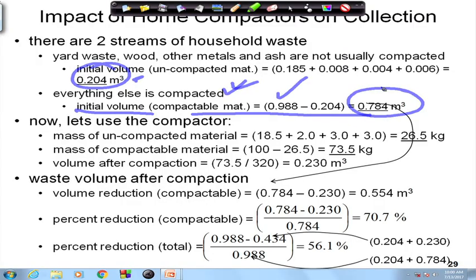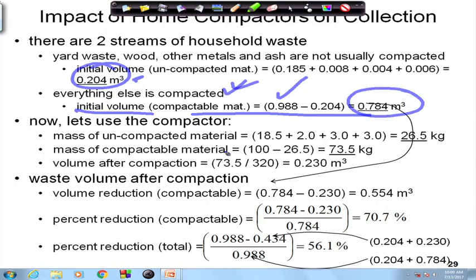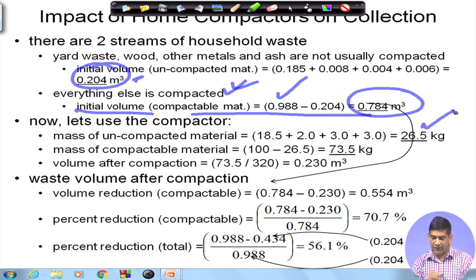So now let's use the compactor. In terms of the mass of the uncompacted material, if you add the mass of yard waste, wood, other metals and ash, that's around 26.5 kg. The mass of the compactable material is 100 minus that, because the total was 100, isn't it, if you remember from the previous table.